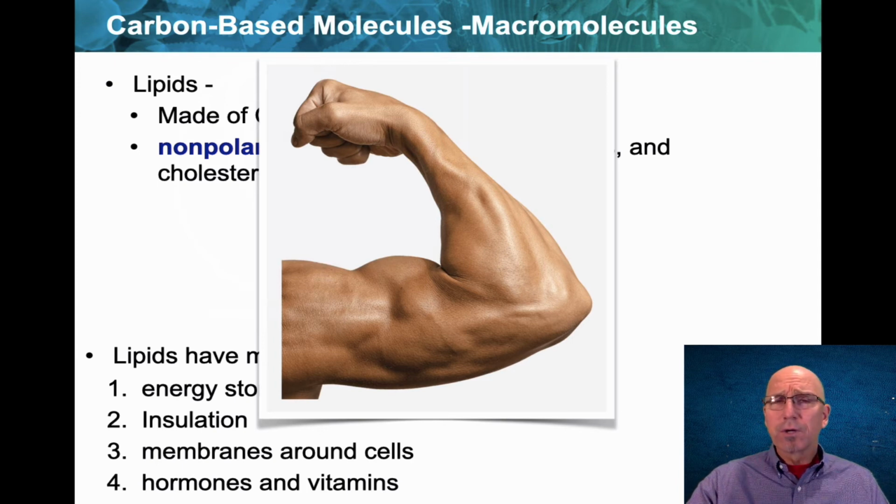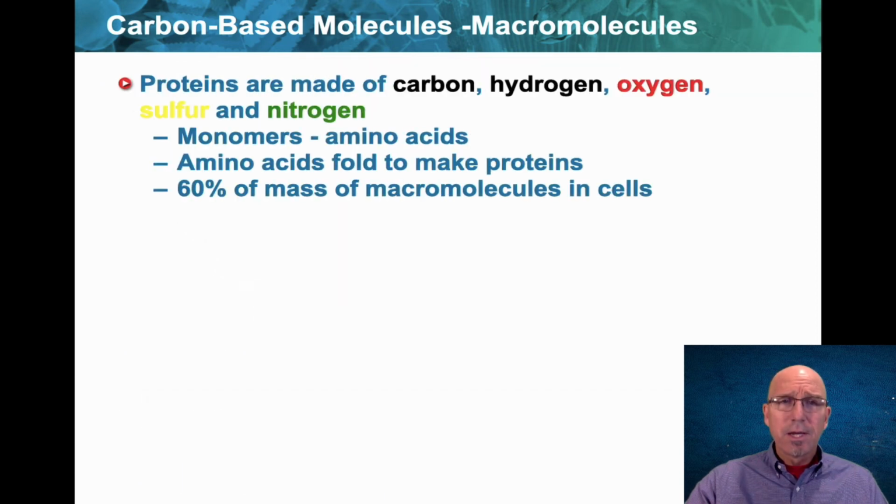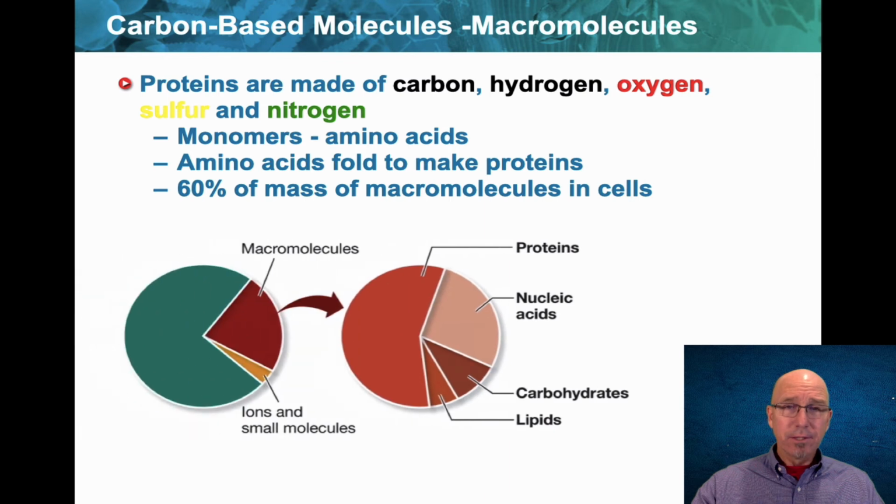So we've got carbohydrates, we've got lipids, and now we're going to talk about proteins. Proteins are made of carbon, hydrogen, oxygen, sulfur, and nitrogen. So instead of just carbon, hydrogen, and oxygen, now we have sulfur and nitrogen. If you see sulfur and nitrogen in a molecular formula, you'll know that it's a protein. The monomers of proteins are amino acids, and when you take a long chain of amino acids and fold it up, you make a protein. And if you remember back in that illustration, about 60% of the mass of macromolecules in cells.